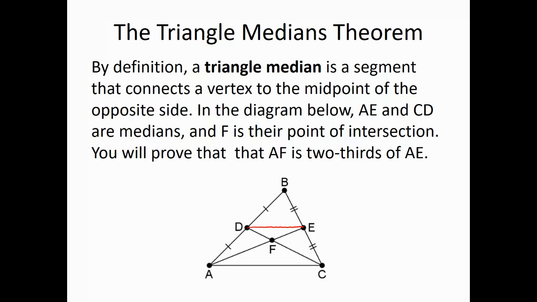And then I will let you worry about the details of how we reach that conclusion, and then ask yourself how you could reach the conclusion that AF is 2/3 of AE from this prior conclusion that triangle DFE is similar to triangle CFA.